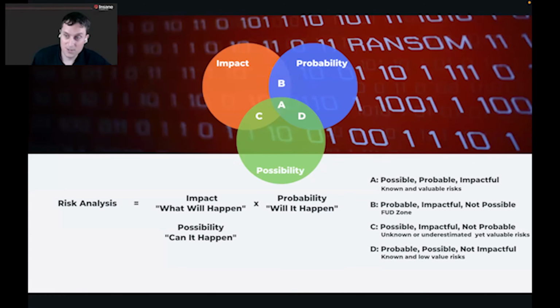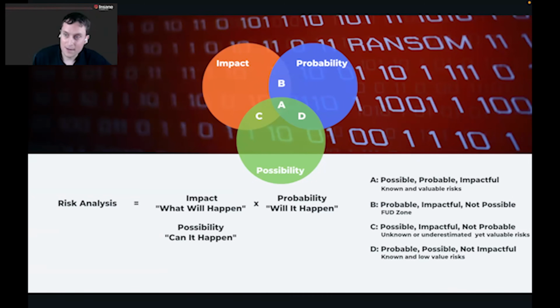When you jump to your zone C, you have something that's possible and impactful, but it's not probable. This could either be because you don't know about it, it's underestimated, but it's still impactful. And we'll talk about why type C is important and where MITRE fits into that a little later in here.